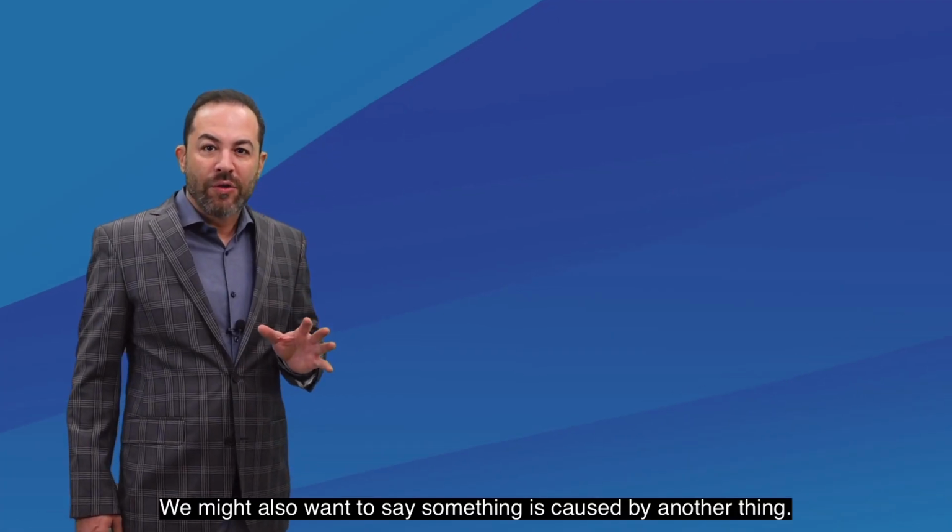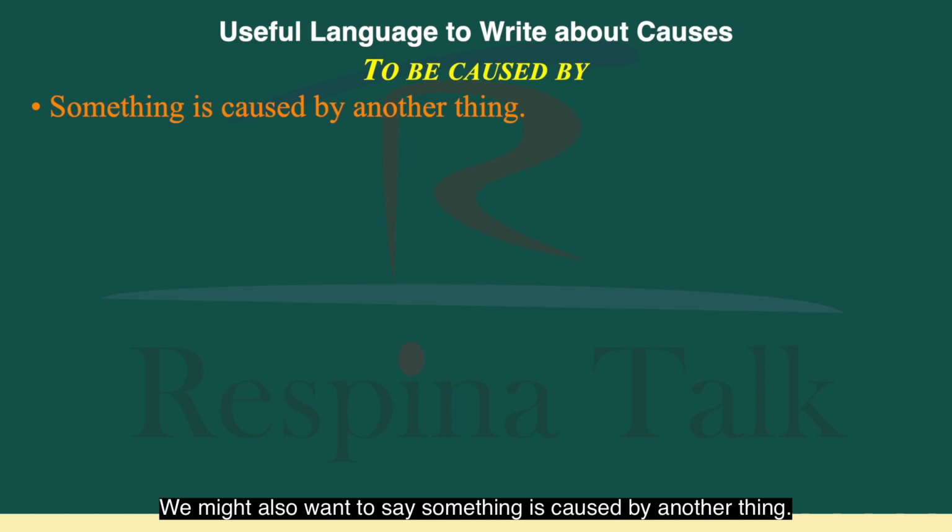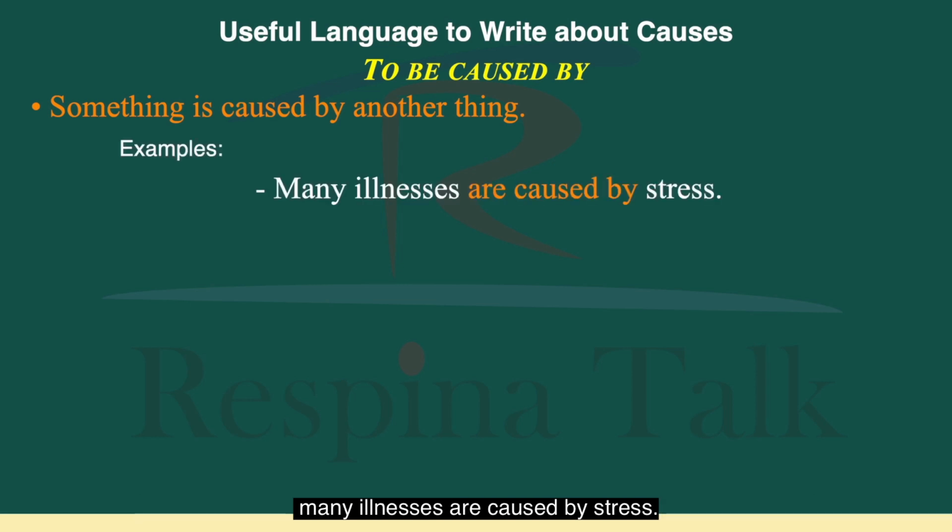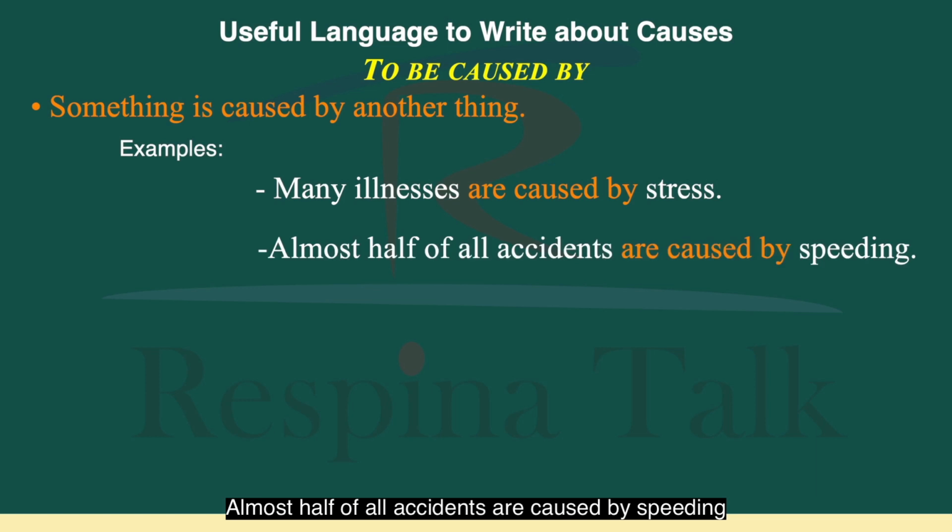We might also want to say something is caused by another thing. For this purpose, we can say it is caused by something. For example, many illnesses are caused by stress. Almost half of accidents are caused by speeding or driving too fast.